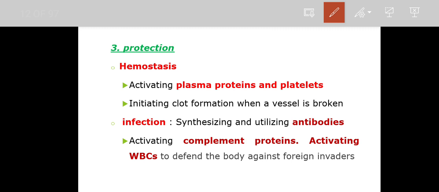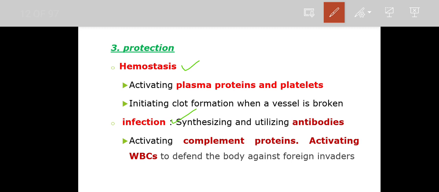Then apart from that, blood is also important for activating the complement proteins and activating white blood cells to defend the body against foreign invaders. So these are two things that we're going to look at today. It's about hemostasis and also fighting infection. These are the two major protections offered by blood to the body. So now we are done with the physical characteristics of blood. We described blood, we went through the physical characteristics of blood, then we went through the functions of blood.